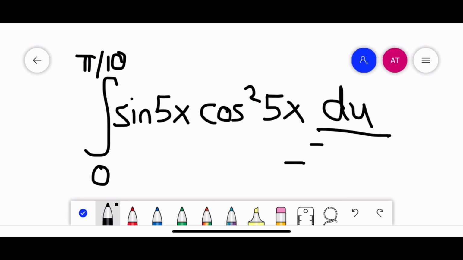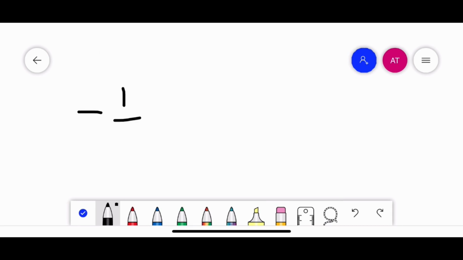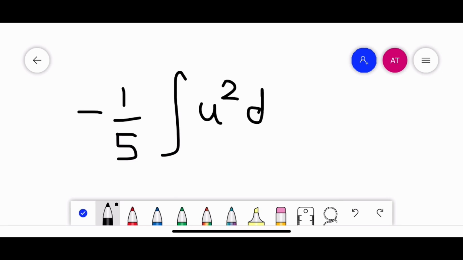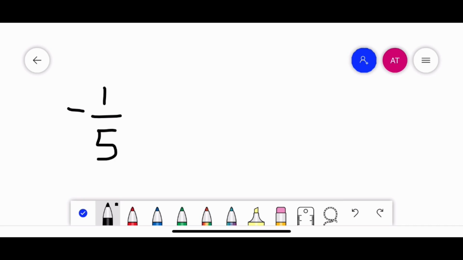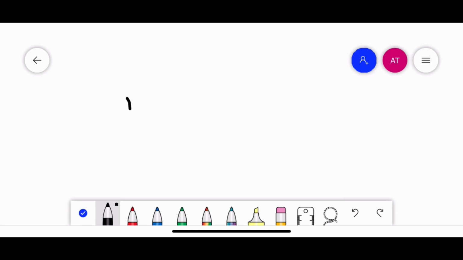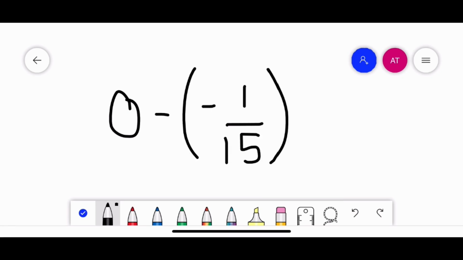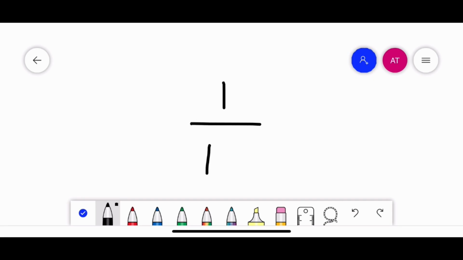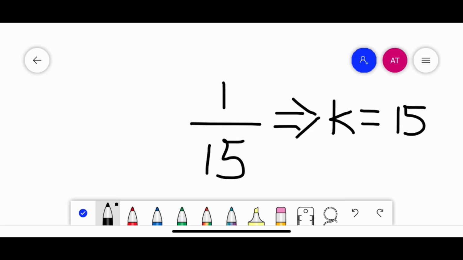So the integral from pi over 10 to 0 becomes sine 5x cosine squared 5x times du over minus 5 sine 5x. And then we can cancel sine 5x with sine 5x, and it becomes minus 1 over 5 integral u squared du. And then we can integrate u, so it becomes minus 1 over 5 times cosine cubed 5x over 3, going from pi over 10 to 0. If we simplify, we get 0 minus 1 over 15, which is equal to 1 over 15. So then in this question, k is equal to 15.